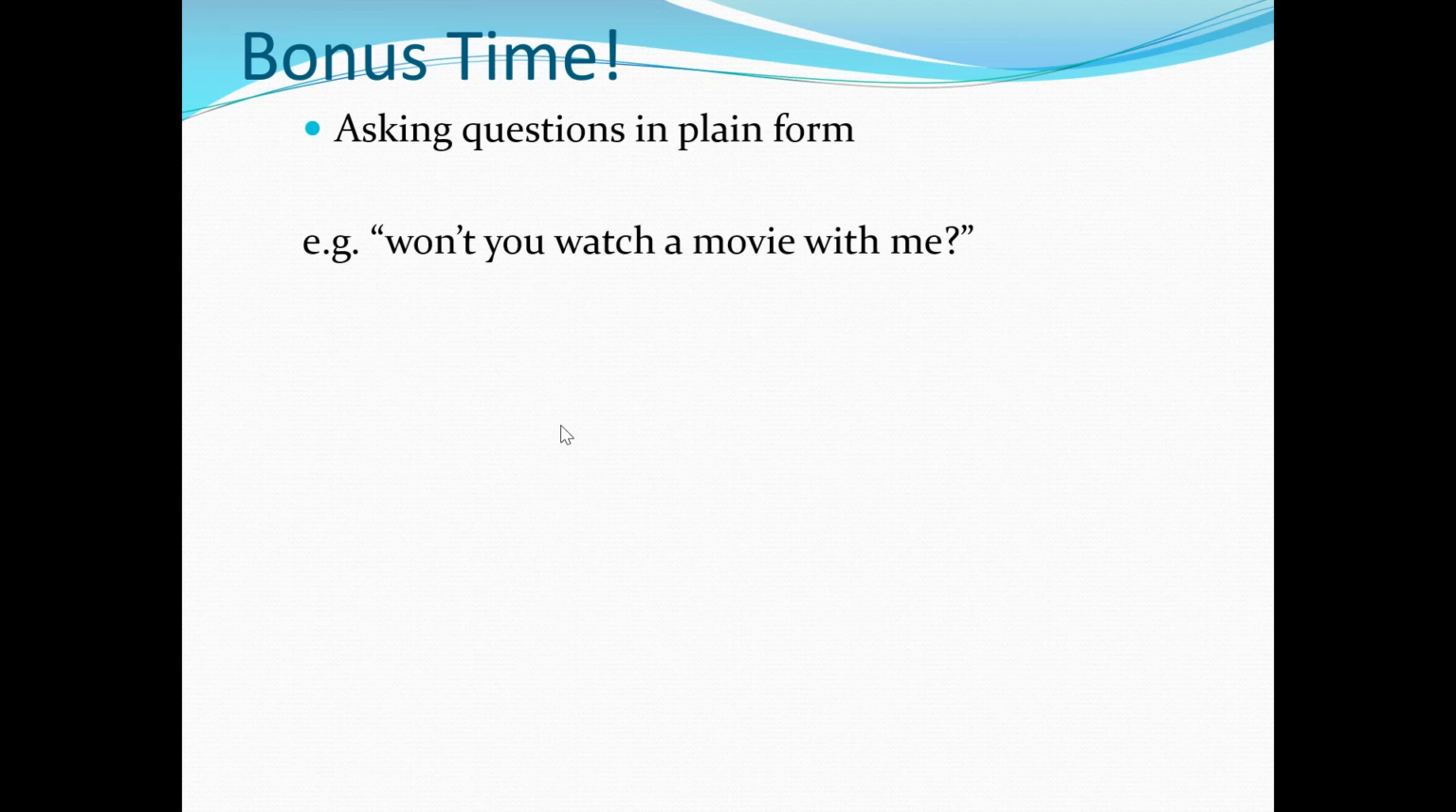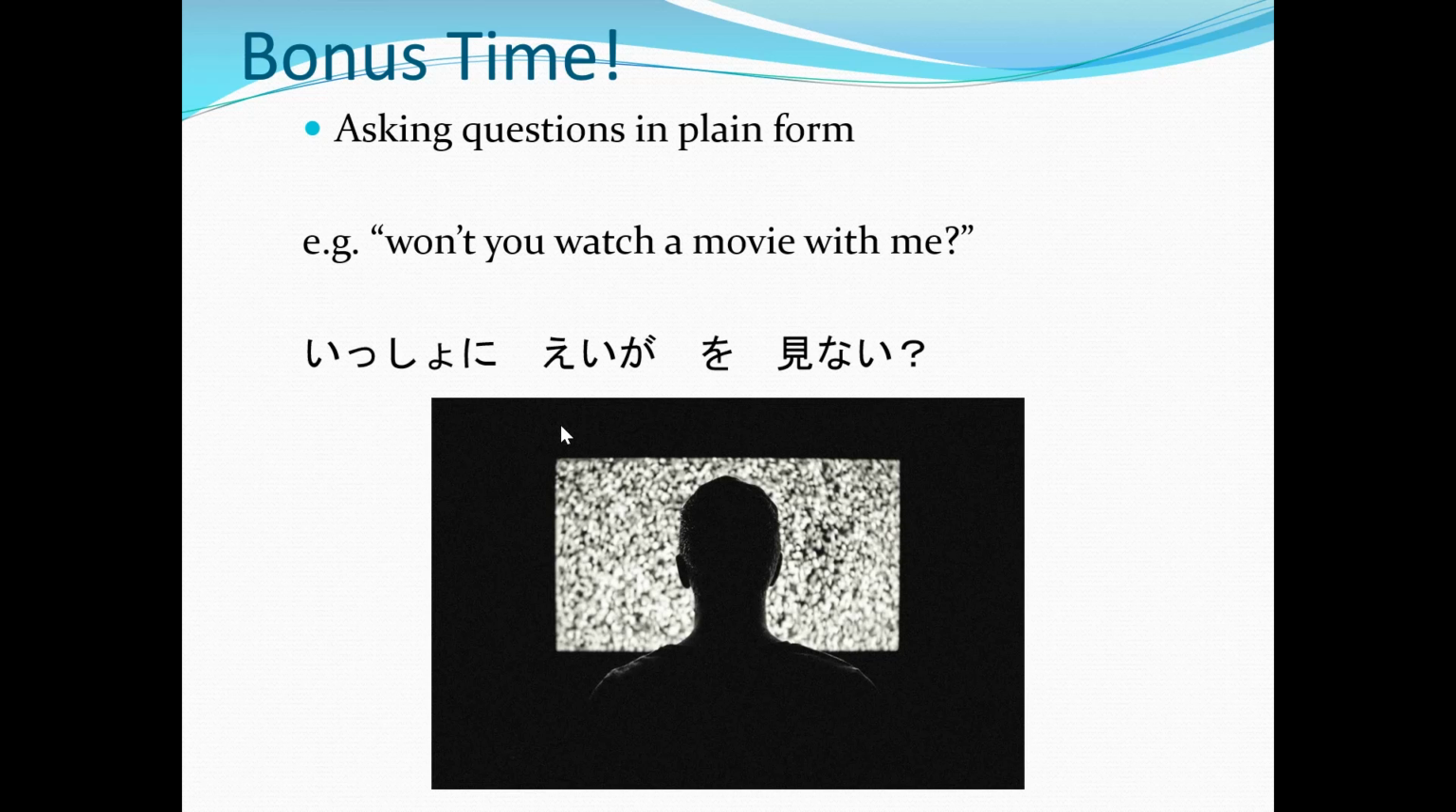We're going to do some bonus time. So asking questions in plain form. This is with your friends. So won't you watch a movie with me? In plain form, in negative tense, we're going to ask the following question. Or in masu form it would be 一緒に映画を見ませんか? 一緒に映画を見ない? Of course not. This guy's whack. He's watching a static TV. The answer would be 絶対見ない.